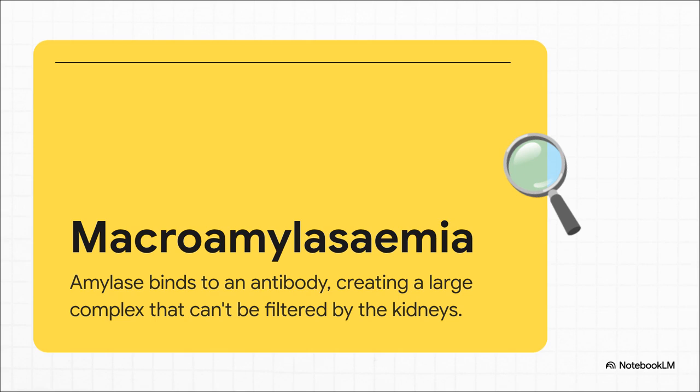In this condition, the amylase enzyme actually binds to a big antibody in the blood. This creates a complex that's just too large to be filtered out by the kidneys. This means the amylase can't get cleared into the urine, so it just builds up in the blood, giving a falsely high reading. It's a harmless condition, but it's such a powerful reminder of why understanding the biochemistry behind the numbers is so incredibly important. It shows how a deep dive into the science can turn a really worrying result into a resolved puzzle, preventing a lot of unnecessary tests and anxiety.